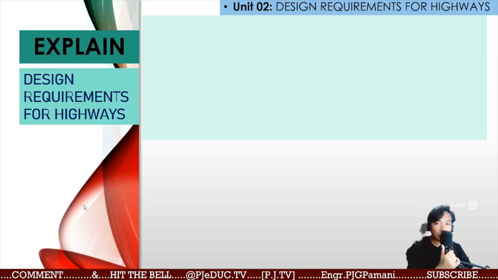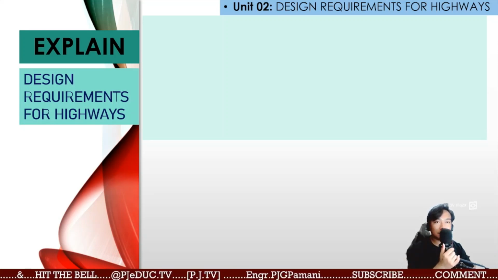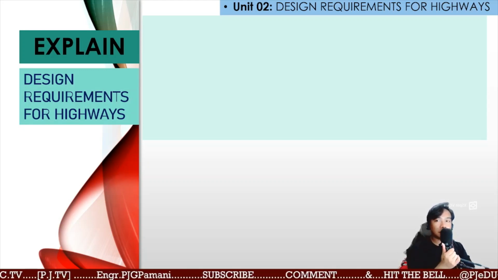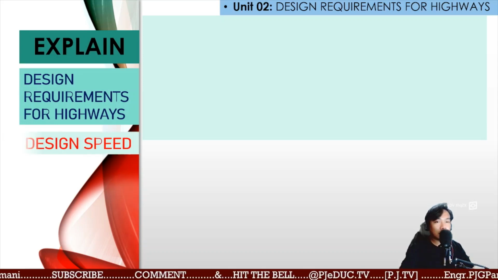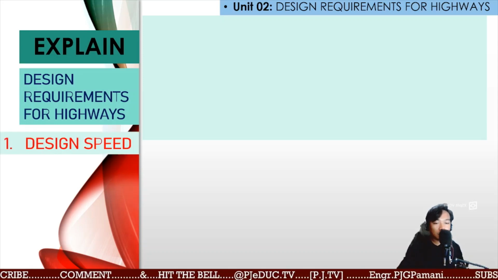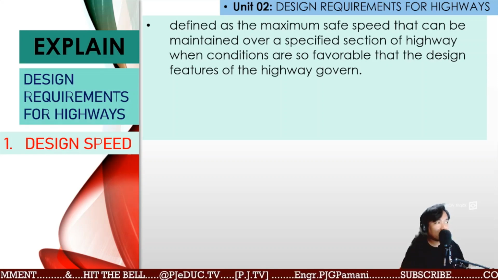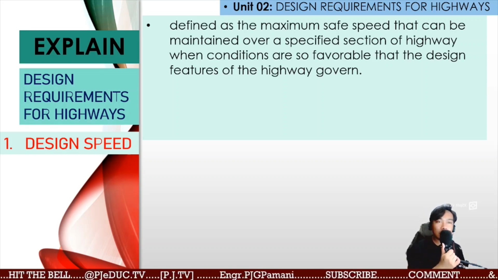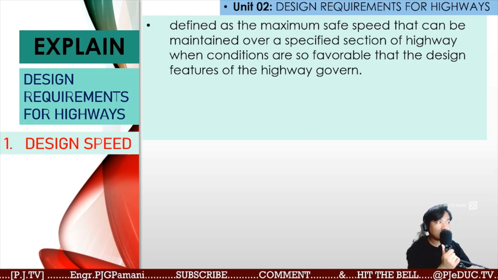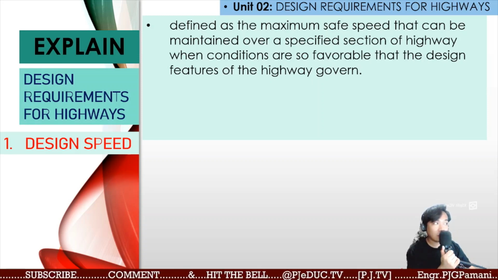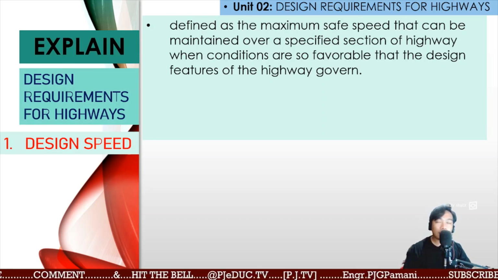Good day, everyone. In continuation to our lecture last meeting for Module 1, Unit 2, Design Requirements for Highway. This is now Part 2, which we'll go over with design speed. When it comes to design speed, it is defined as the maximum safe speed that can be maintained over a specified section of a highway when conditions are so favorable that the design features of the highway govern.